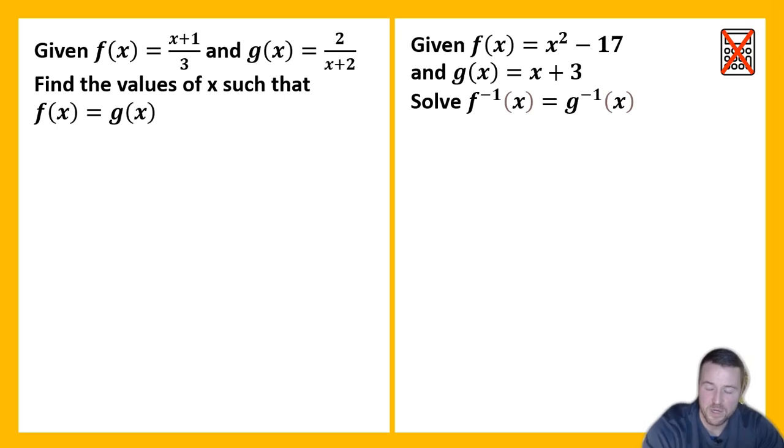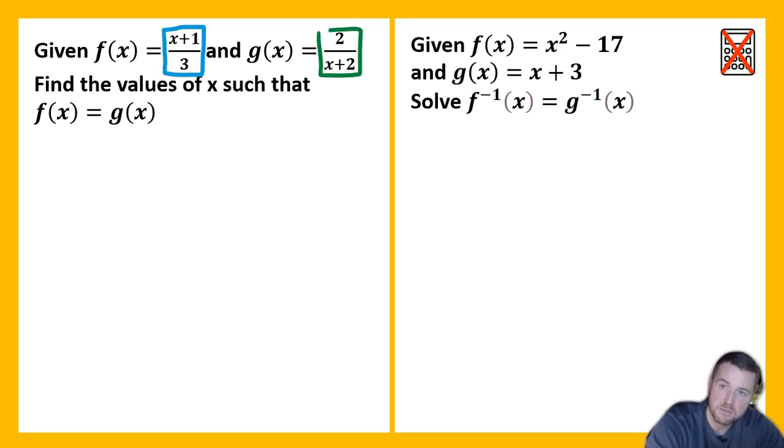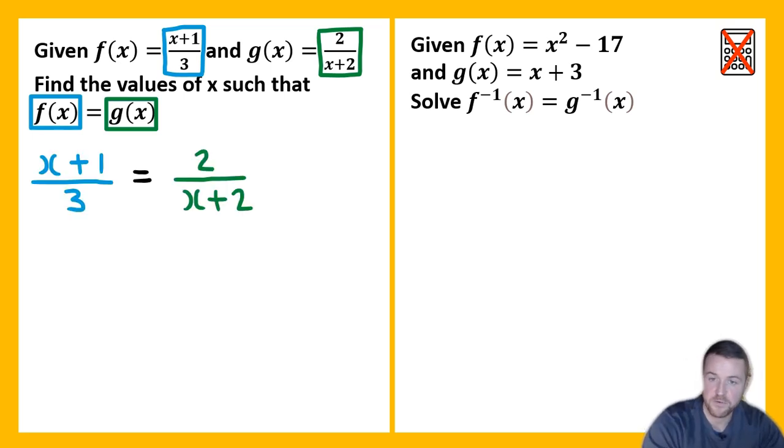On to the intermediate questions with an increase in difficulty. This time we're given the function f of x, which is equal to x plus 1 over 3, and we're given a different function, g of x, which is equal to 2 over x plus 2. We need to find the values of x such that f of x is equal to g of x. That means we can equate these two functions equal to each other. x plus 1 over 3 is equal to 2 over x plus 2.